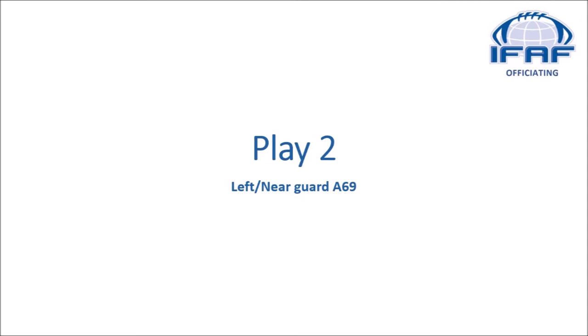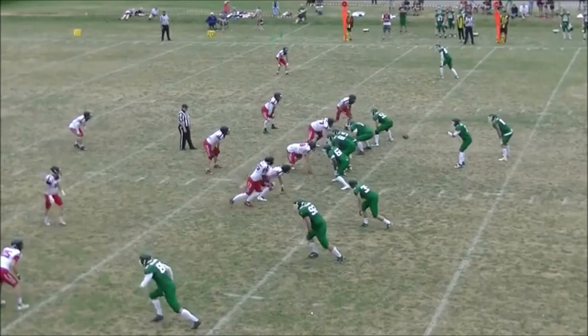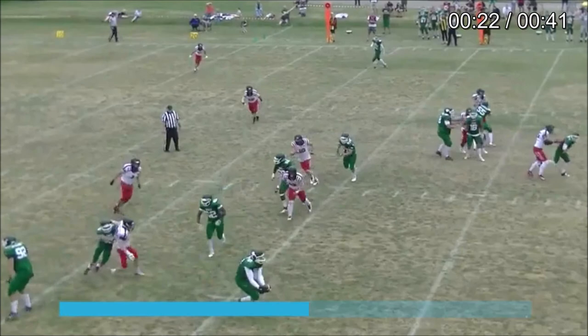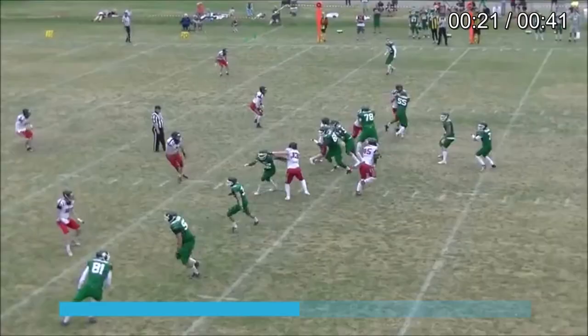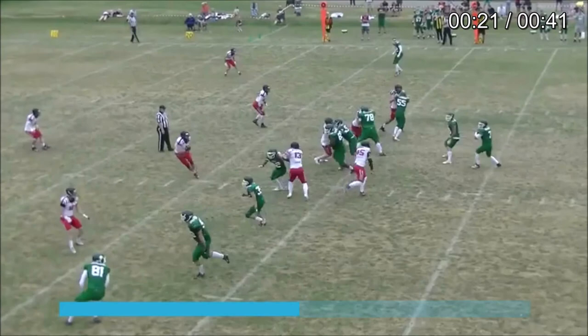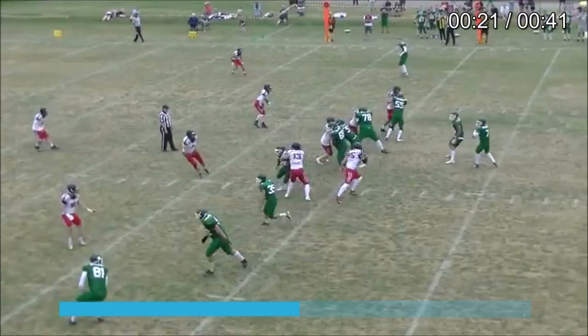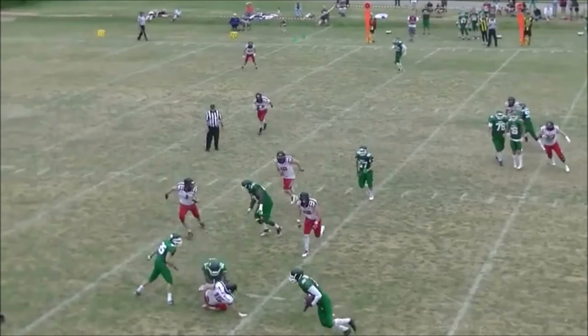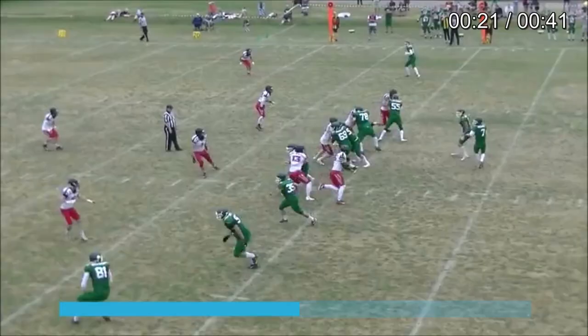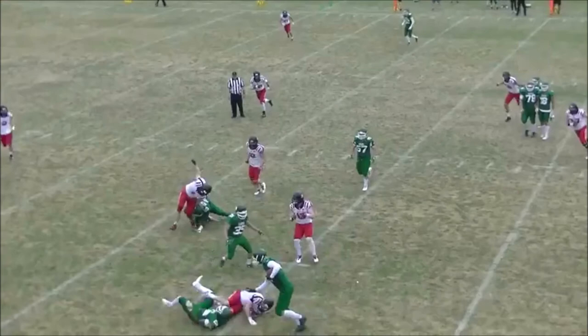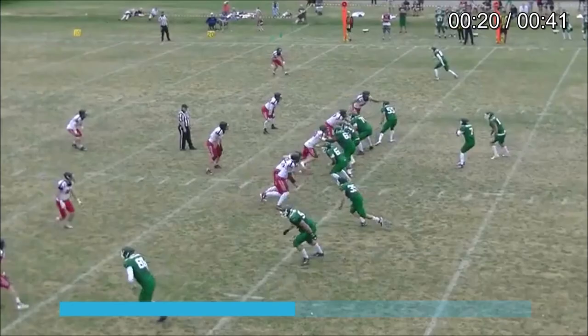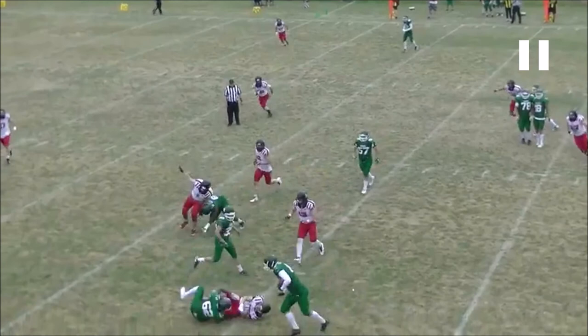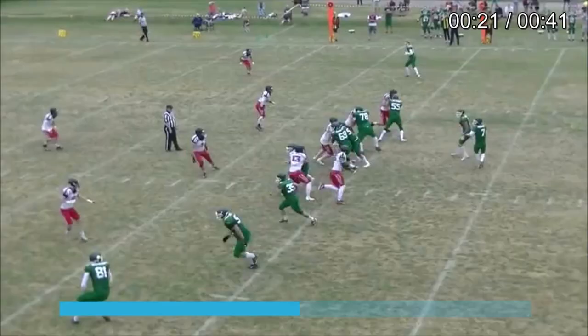Here we're going to look at the near guard, A69. And he's going to come out here now. He's certainly outside of the tackle box in the free blocking zone. So here he is. Whether this is a low block or a clipping, enforcement-wise, it doesn't make any difference. Here it does look like he's coming from behind, but it also looks like he's actually hitting above the waist. So had this been in the free blocking zone, this would have been a legal block. But here outside, obviously, this is low and it's a dangerous block.